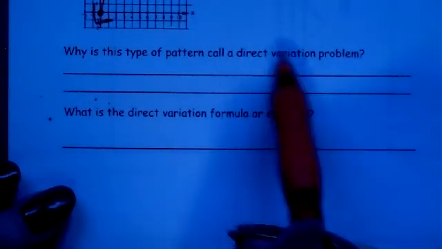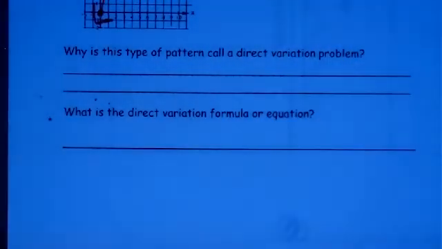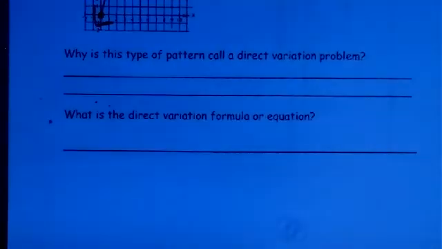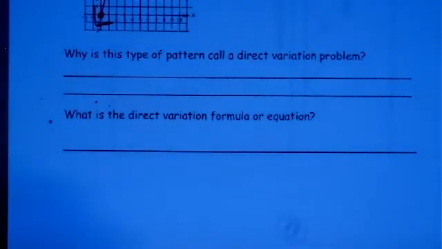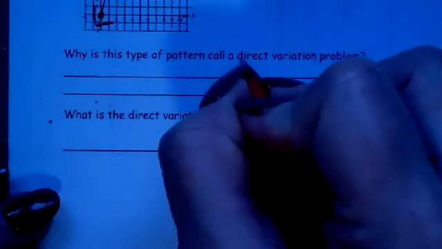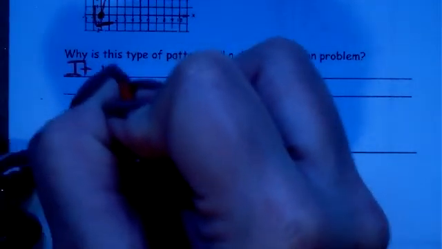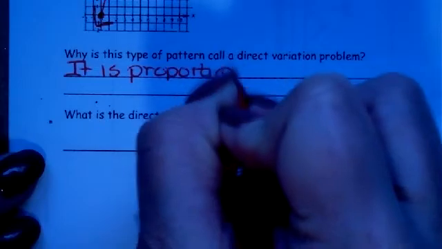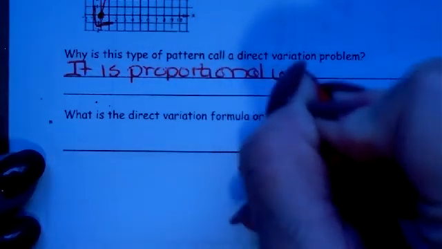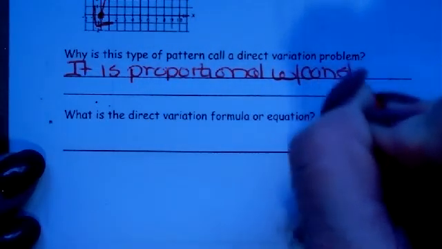So look right here. Why is this type of pattern called direct variation problems? Because last year you called this a proportion problem. Well, the reason it is called direct variation, number one, is that it is proportional, with that constant of proportionality.